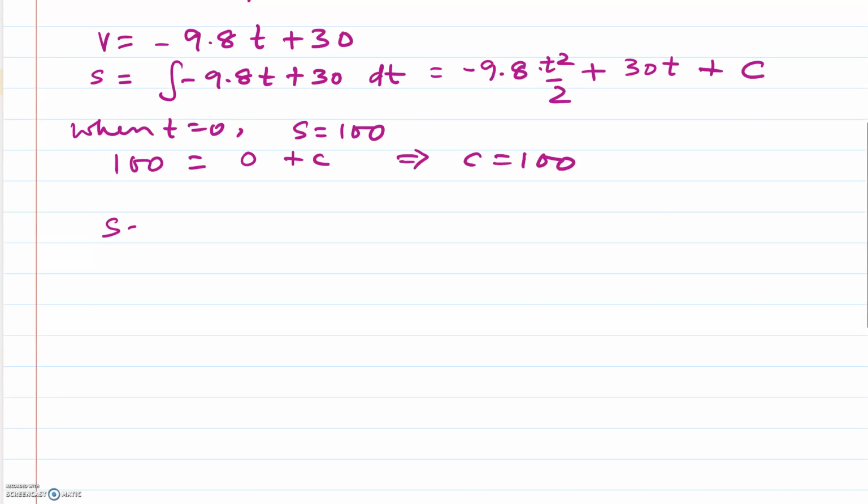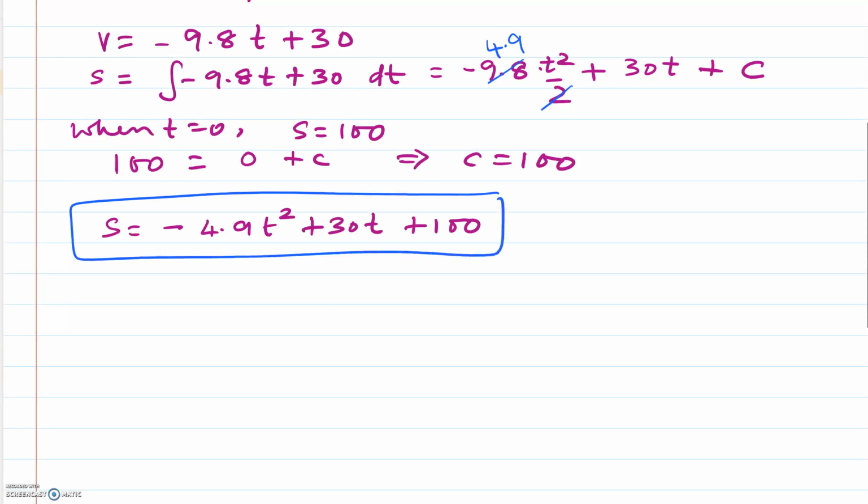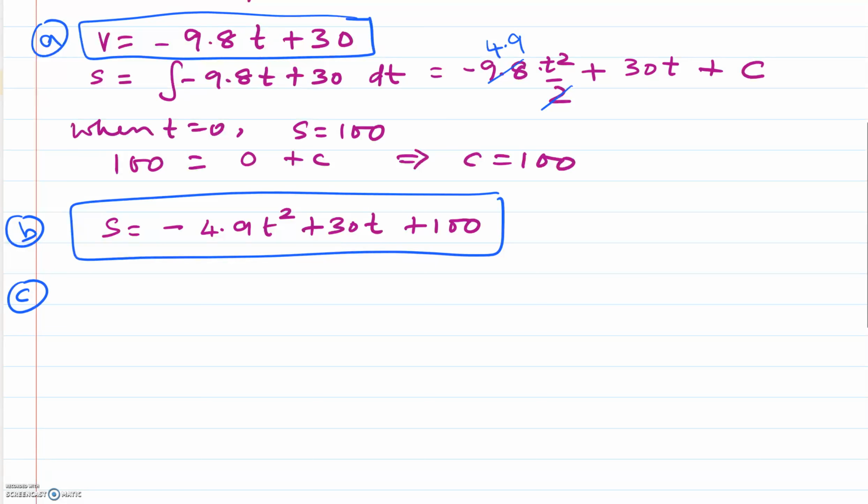So rewriting the height function as equal to negative, I will simplify this part, negative 4.9 t squared plus 30t plus 100. So we have the position function and we have the velocity function. Right. So this was question A. Question B. So move on to question C.